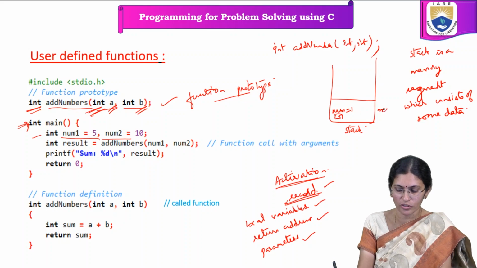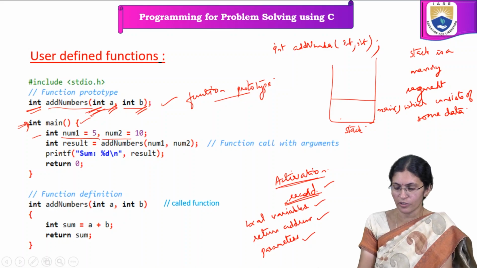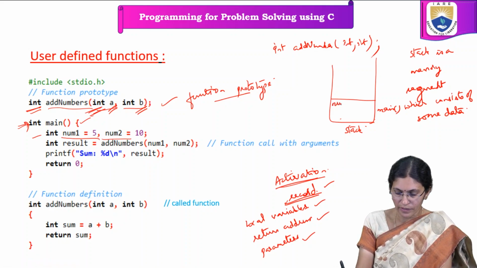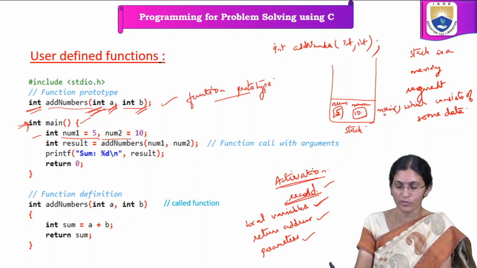The activation record for the main function is created and maintained, and in this activation record we have two variables, num1 and num2. num2 is equal to 10. So the activation record for the main function is created whenever this function is executed. Here num1 is 5 and num2 is 10. These are the local variables of this function.